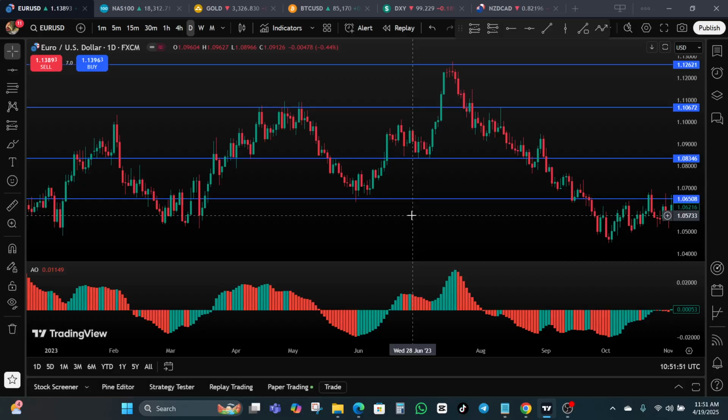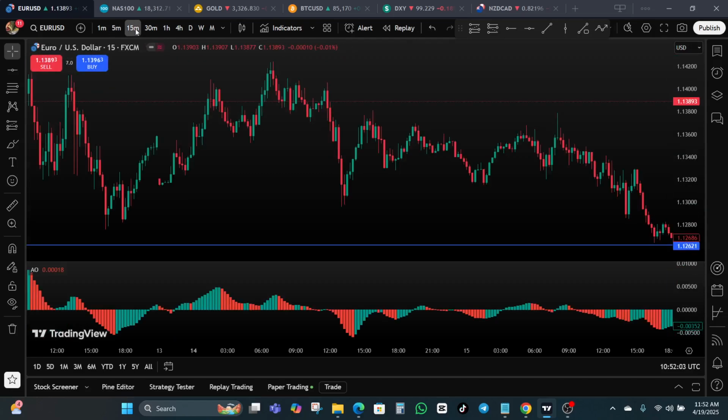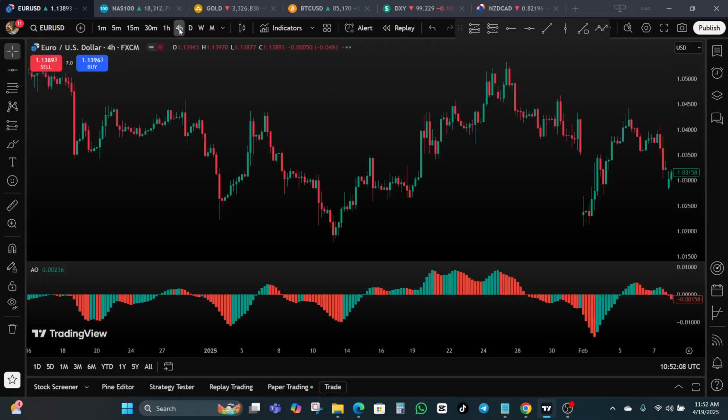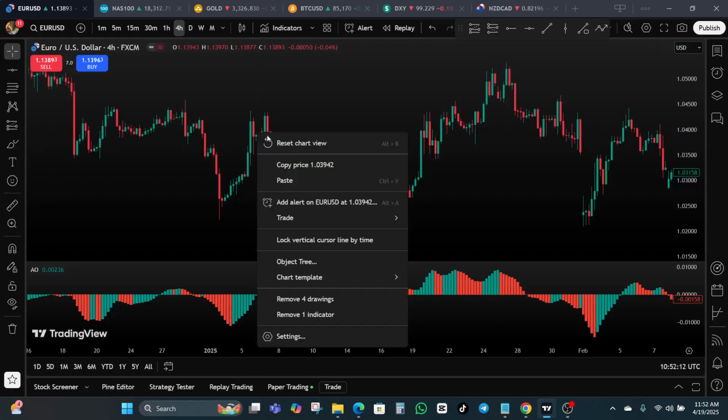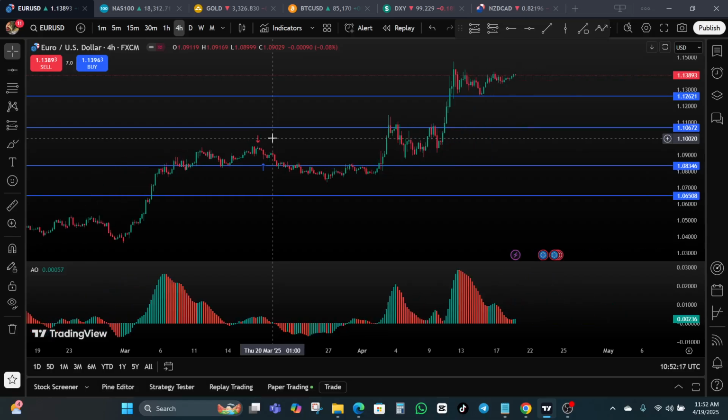So another tip, use divergence on time frames that match your trading style. Scalpers can use the 5-minute or 15-minute charts, while swing traders may prefer the 1-hour or the 4-hour charts. The larger the time frame, the more reliable the divergence. Avoid forcing divergence. Not every swing high or low means a reversal is coming. So let the setup form naturally.